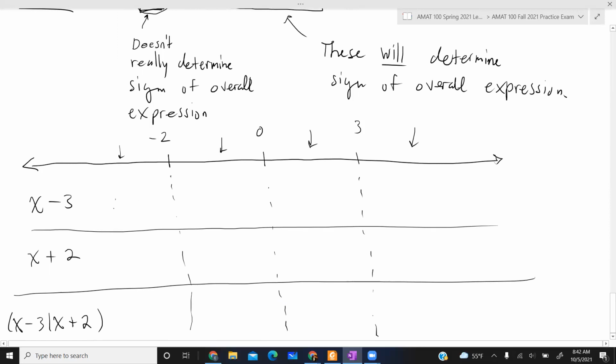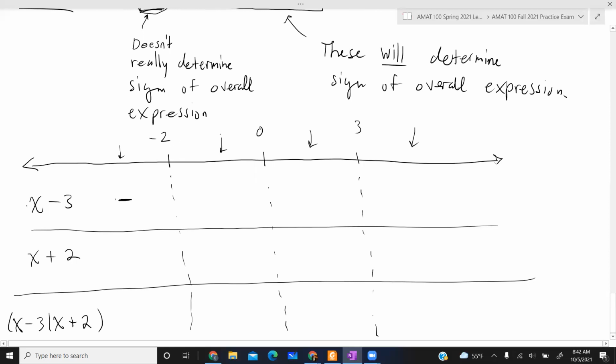A test value from here might be, say, -3. So if x is -3, let's just worry about the sign of this thing first. x is -3, that will give us -6. So over this interval, we have negative.